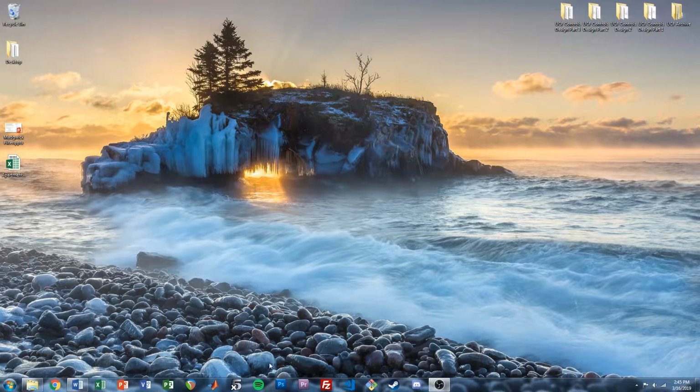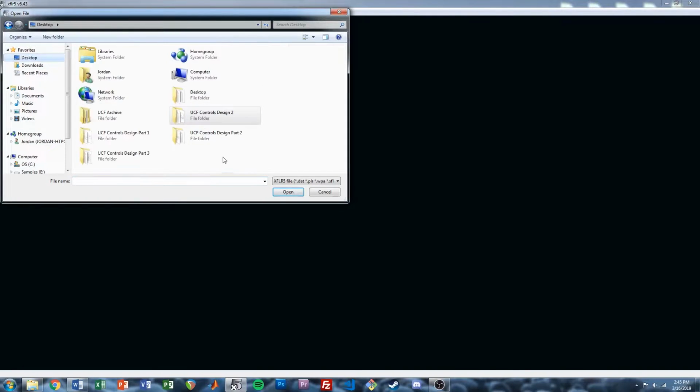I'm going to open up XFLR. We're going to look at the plane we did last time. We're going to have to do some new analyses, looking at some of the beta sweeps and looking at the lateral dynamic response. So let's open up our plane from last time.